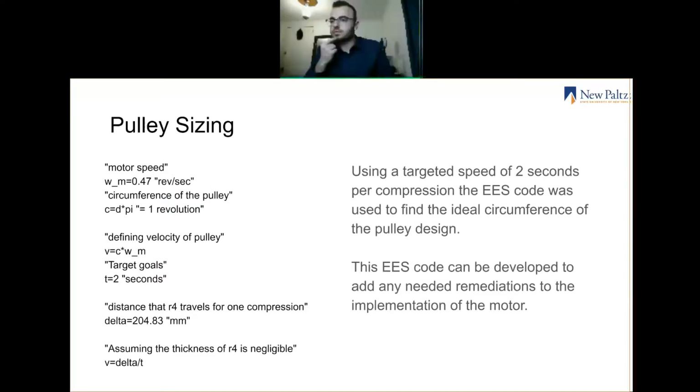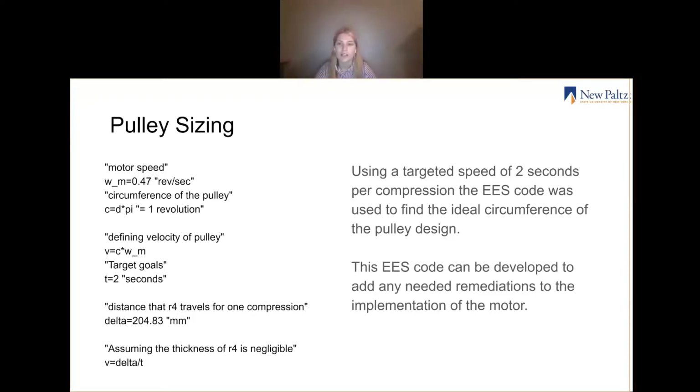Using different inputs from the motor and a targeted speed of 2 seconds per compression, an EES code was comprised to find an ideal circumference of the pulley. From there, this EES code can then further be developed next semester to add any other needed remediations to the implementation of the motor to our design.